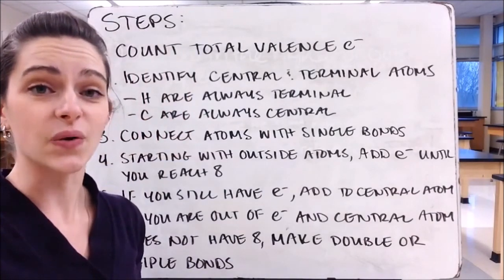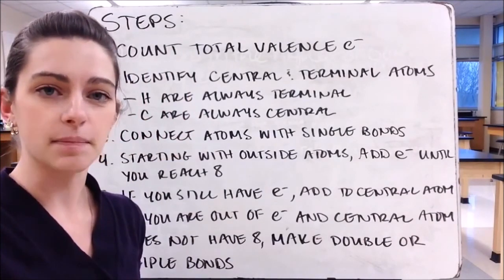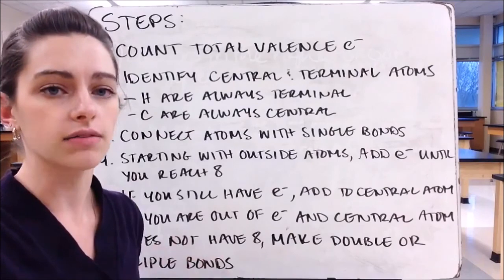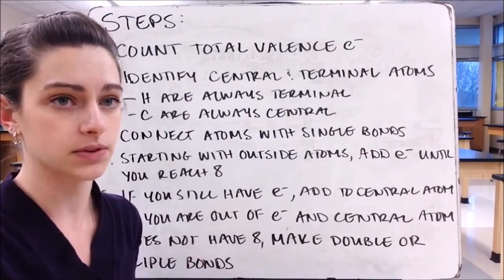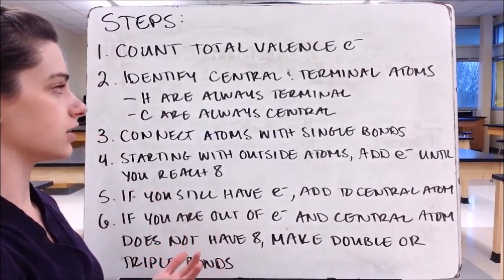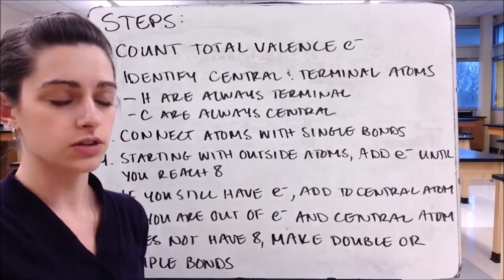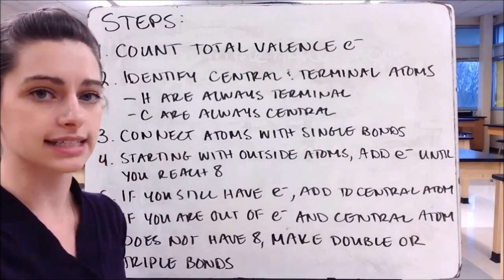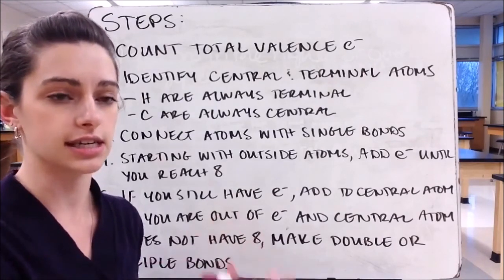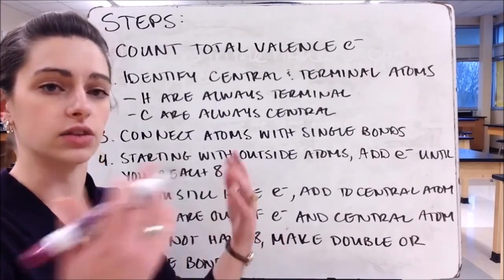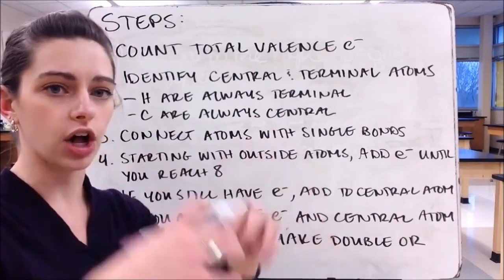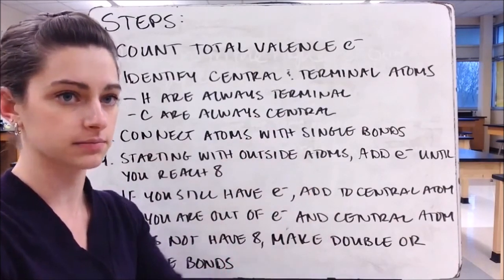Okay, so let's go through the rules. We're going to go through these step by step, and then we're going to apply all of the rules to different examples. The very first thing that you're going to want to do is count all of your valence electrons. So we'll go through, based on the periodic table, how many valence electrons does each atom have, and look at the total. So that's pooling all of the valence electrons together.